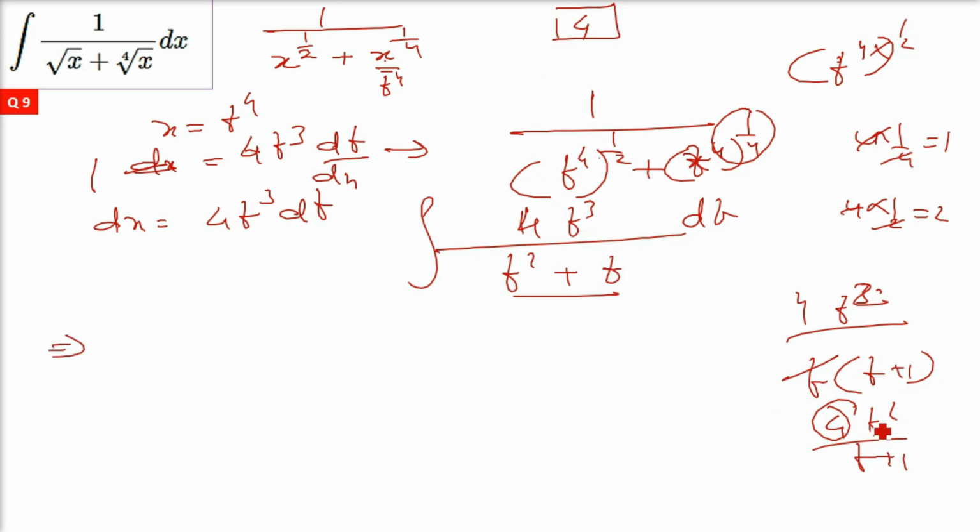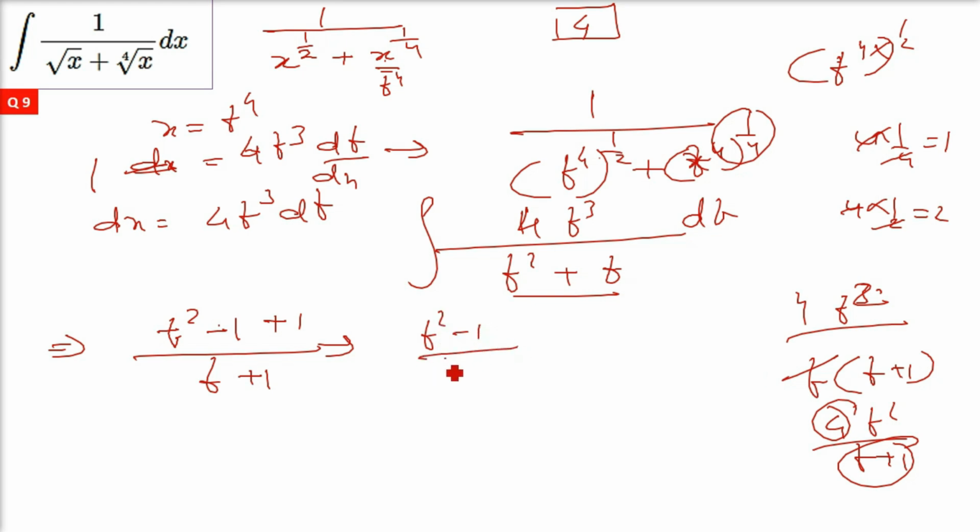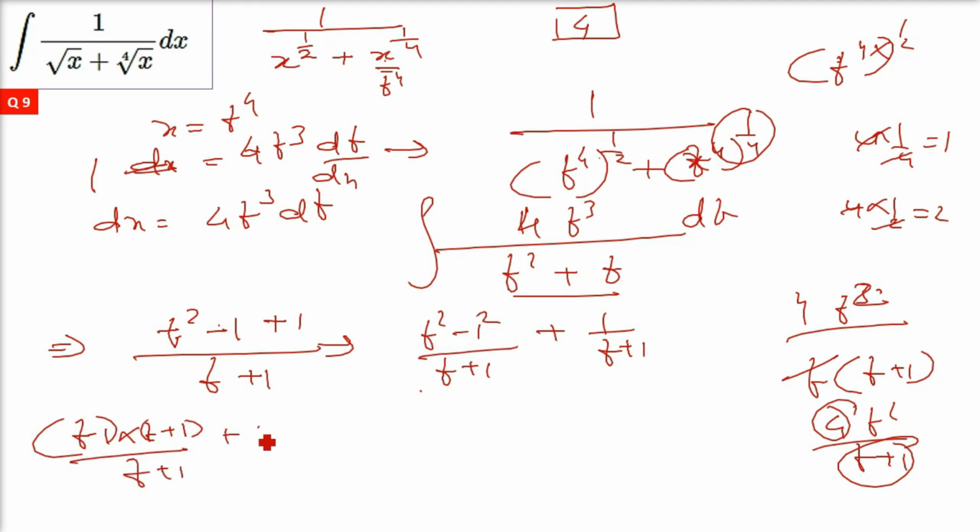This t square, we will add a 1 and subtract 1. Why? Because we see that t plus 1 is already in the denominator, so it gets cancelled out, because t square minus 1 square is a square minus b square. So t square minus 1 divided by t plus 1. This t square minus 1 will be a minus b, a plus b, so t minus 1 into t plus 1. In the denominator we have t plus 1. This t plus 1 will eventually get cancelled, only t minus 1 remains. The second term will be 1 by t plus 1. So let me write it here after cancellation of t plus 1.